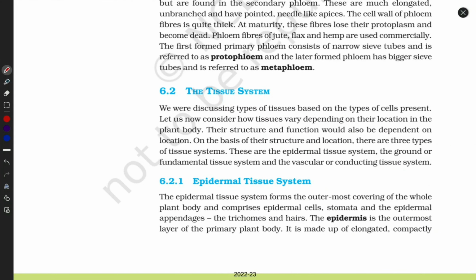In our previous video, we already covered meristematic tissues and permanent tissue. In permanent tissue, we completed simple tissue and complex tissue. In simple tissue, we covered their three parts: parenchyma, collenchyma, sclerenchyma, and in complex tissue we discussed xylem and phloem with their parts. Yes, now let's move towards where?